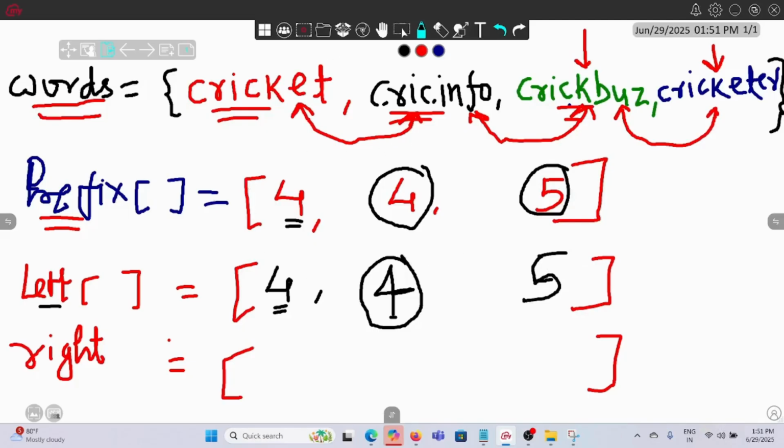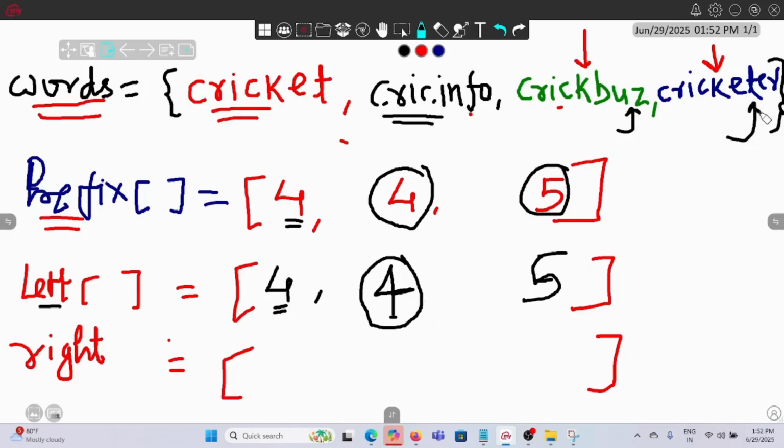Now you can consider here also, you can check that when we were starting at crick info, this is the first place where we are finding a legit pair. So see here, when we are starting at this location, crick info, we have 4 length on the left side. Similarly here on the left side, again we found the maximum 4 length. When we were here on the left side, we found the maximum 5 length, right. Similarly we will do for the right side.